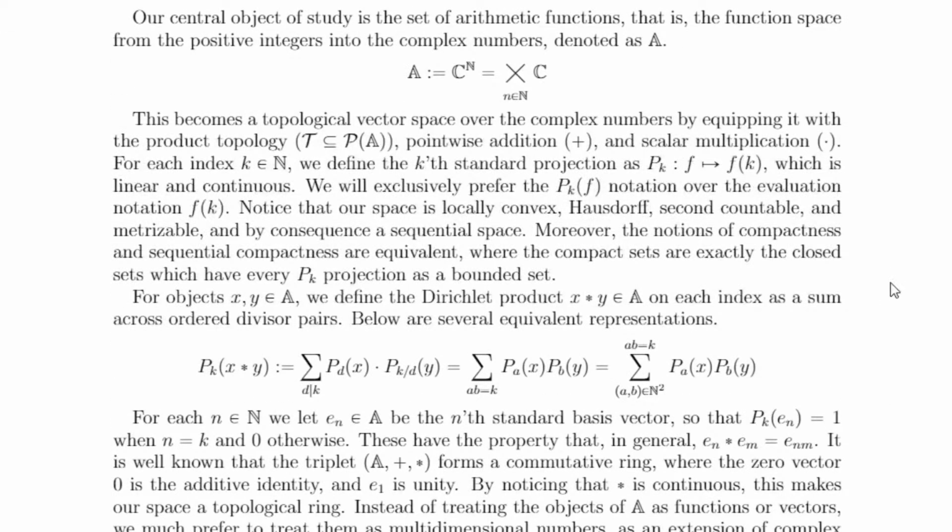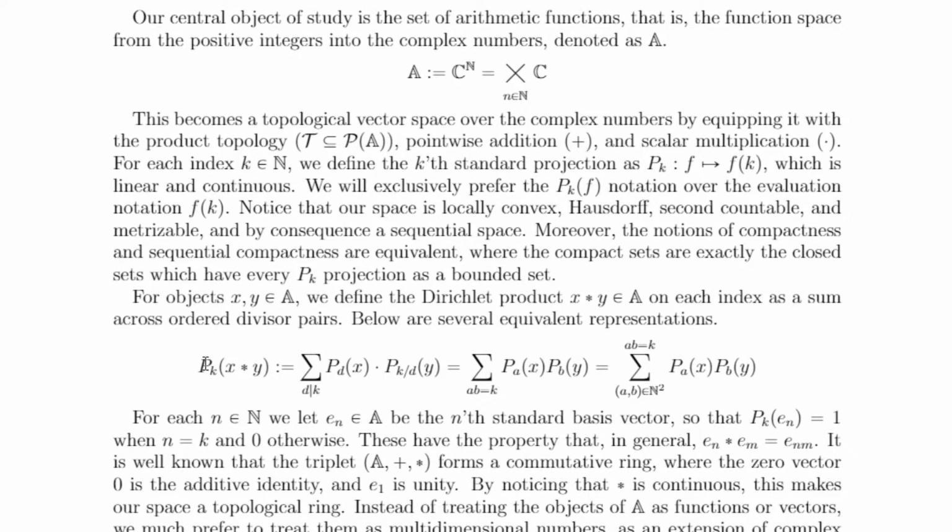Next, getting right into the definitions of the actual functions that we'll be using, the key operation that we'll be talking about the whole time is the Dirichlet product. It's a binary operation between two elements of our arithmetic function space. The way that we define it is that we run across ordered divisor pairs and we multiply them together. When we take the product of two elements in our space, we get another element in our space, which is going to be another complex sequence.